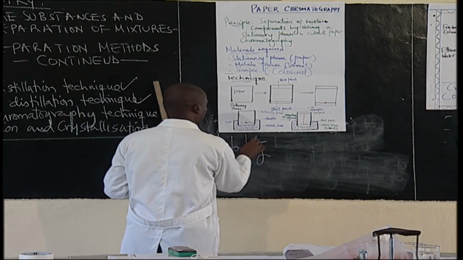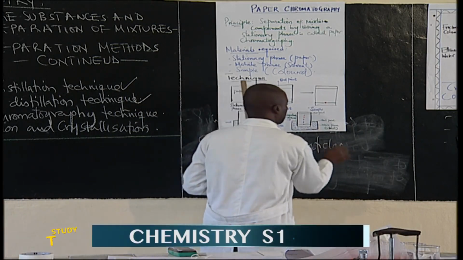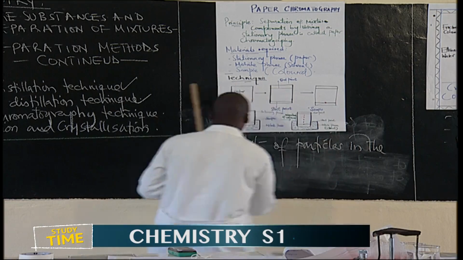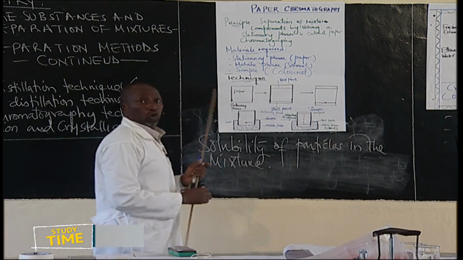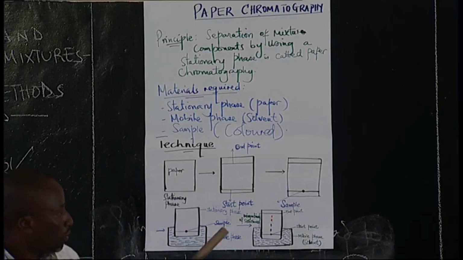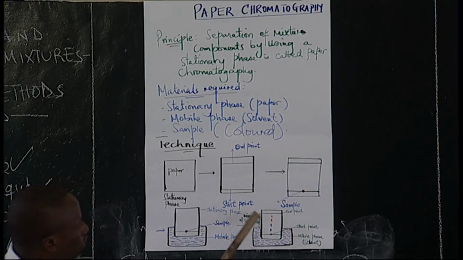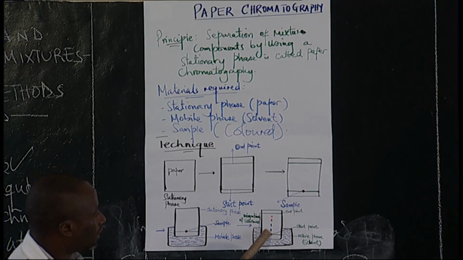Solubility of particles in the mixture. That is the physical property it depends on. The solubility. So those ones which are very soluble, this one looks like orange. This is somehow red, pink, and this is black, this is brown.